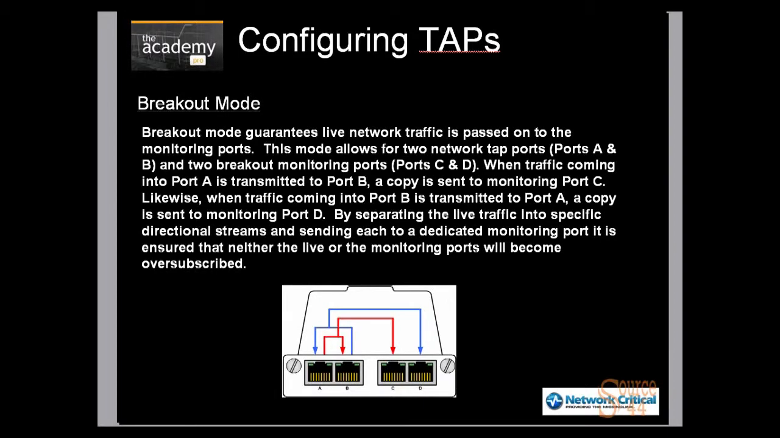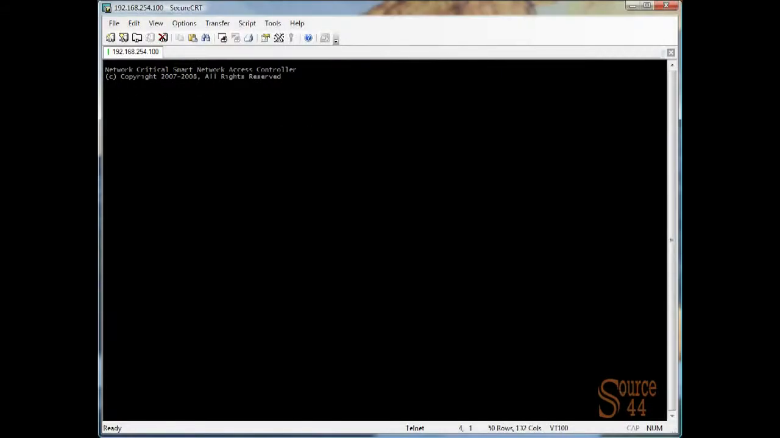So the first thing I want to do here is actually get onto the box and show you how to configure breakout mode. So first thing we're going to do is log onto the box. The default IP of a network critical is 192.168.254.100, and you'll see that on the top of our SecureCRT session there. We're logged onto the box with the default username and password of admin, and you'll see that we're at a spot here that says controller.